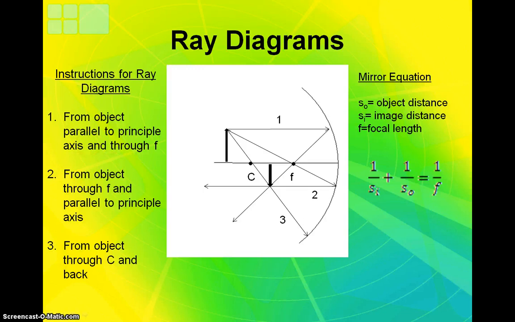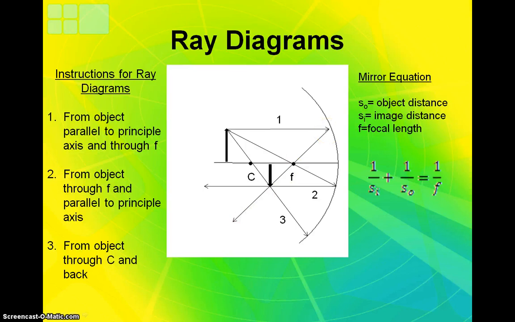Now, in order to draw a ray diagram, there are 3 different rays that you draw. The first ray goes from the object parallel to the principal axis and through F. This arrow is the object, and here's the mirror. If I draw a ray, I start at the tip of the object, and it goes parallel to the principal axis. When it encounters the mirror, it's going to reflect off of the mirror, because that's what light does, and it's going to reflect through F, the focal point, which is right here.